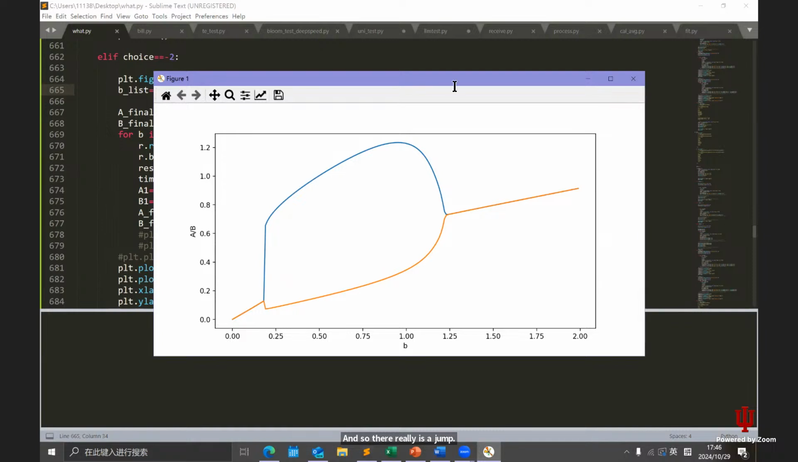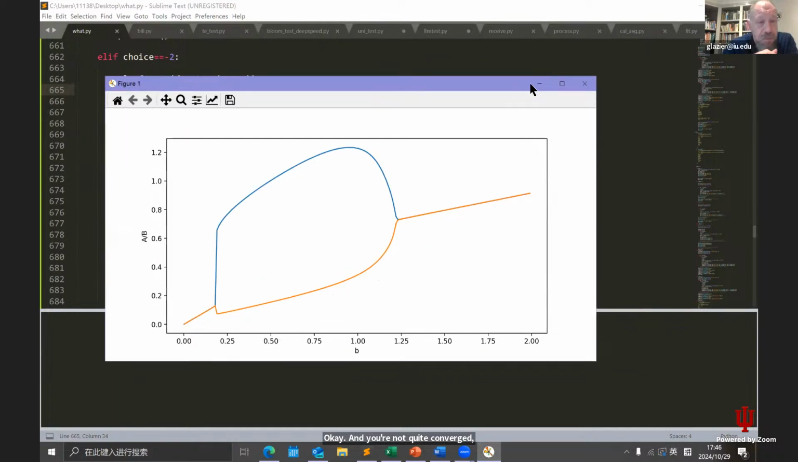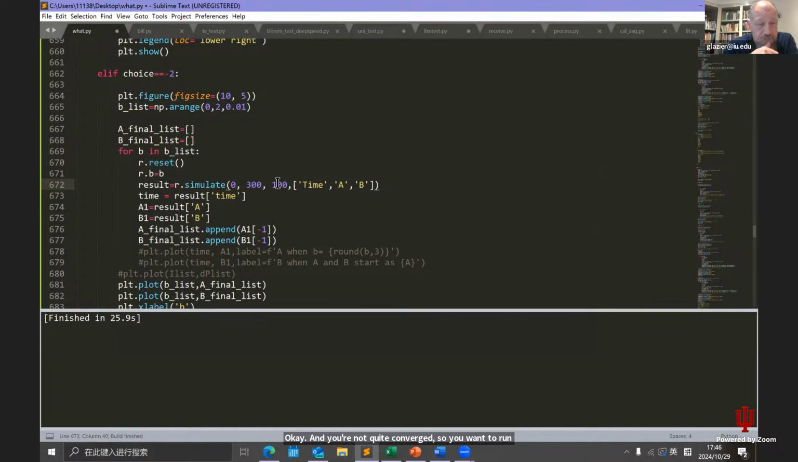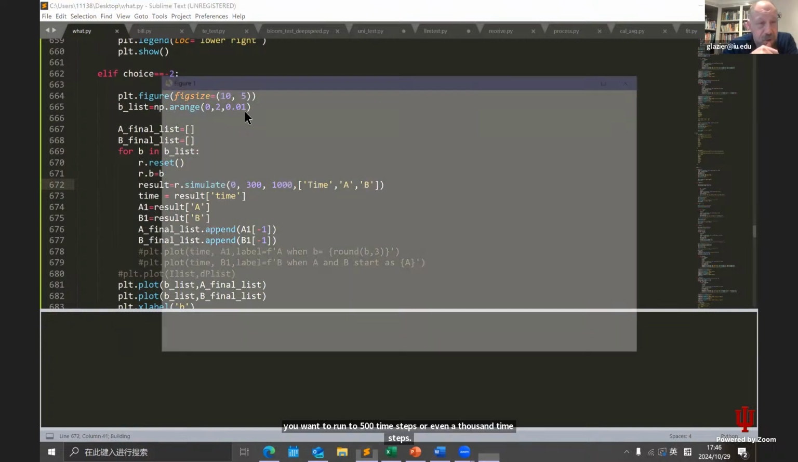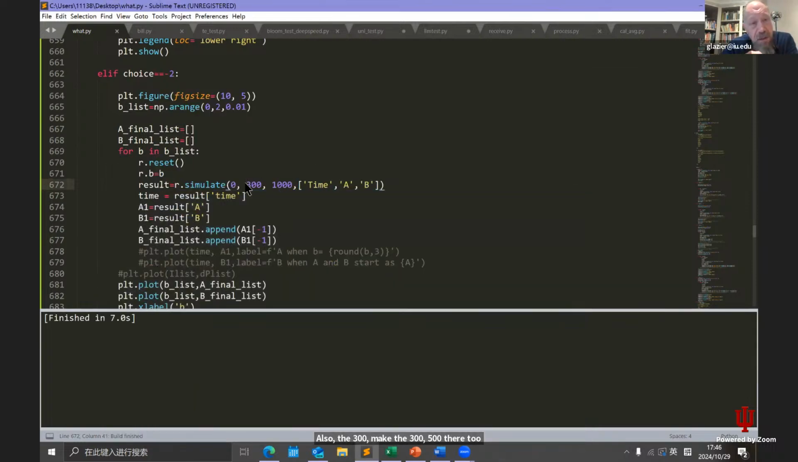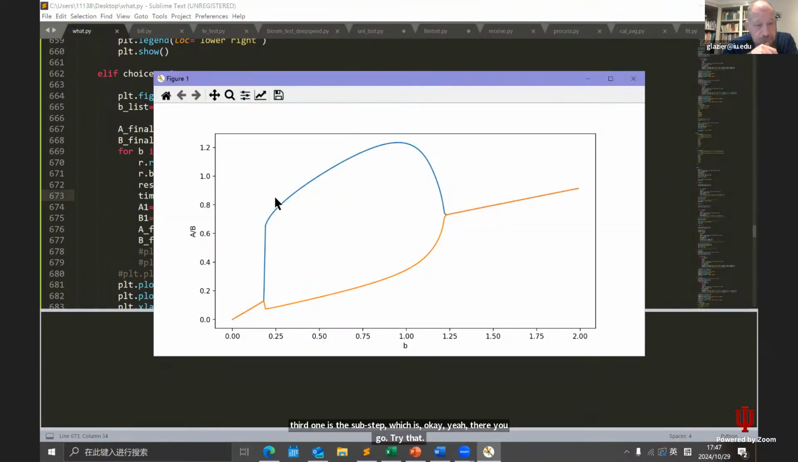Okay. And you're not quite converged, so you want to run to 500 time steps or even 1,000 time steps. Also the 300, make the 300 500 there too. The third one is the sub step, which is okay. Yeah, there you go. Try that. Yeah, there we go. That's better.